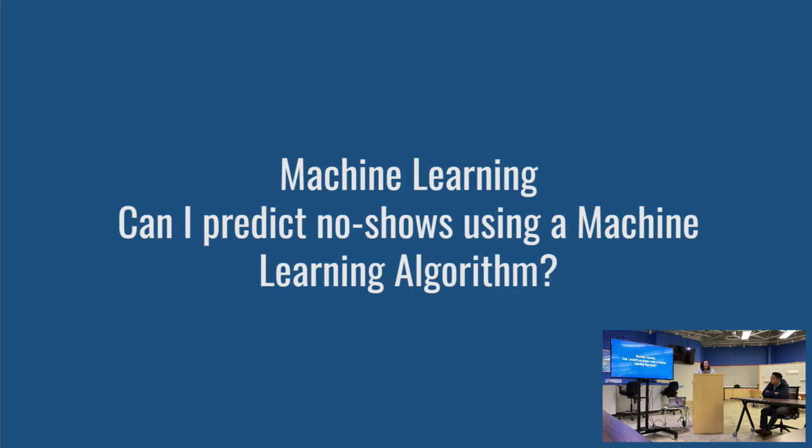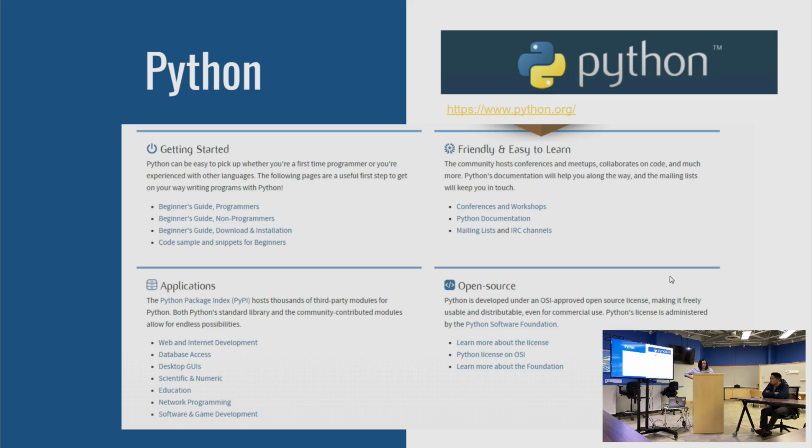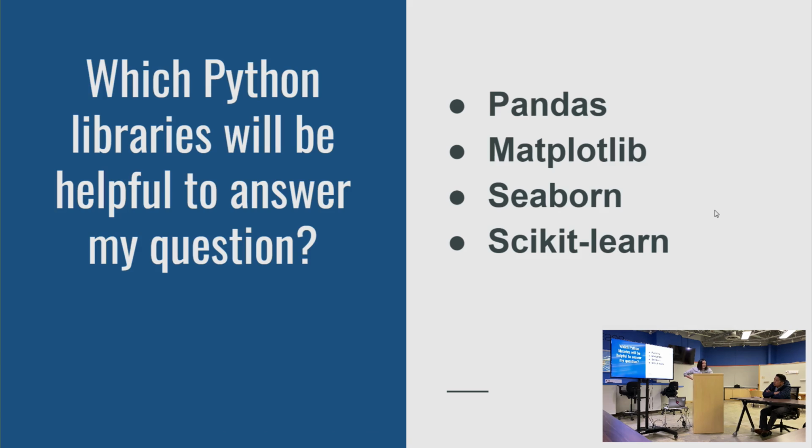Okay, so this is where machine learning comes in. And so my question is, can I predict no-shows using a machine learning algorithm? And for this, I'm going to use Python, which is an open source language. And then the libraries that are going to help me with this are Pandas, Matplotlib, Seaborn, and scikit-learn. What are Python libraries? Sorry, I don't know. Oh, that's okay. So Python libraries is a collection of, like, somebody else has already written the code, and then you just bring it in and you get to reuse it.